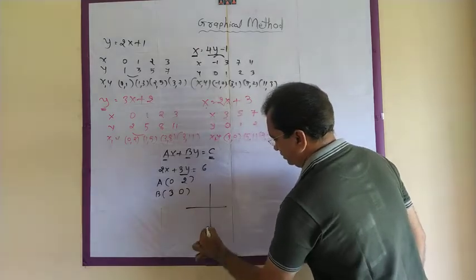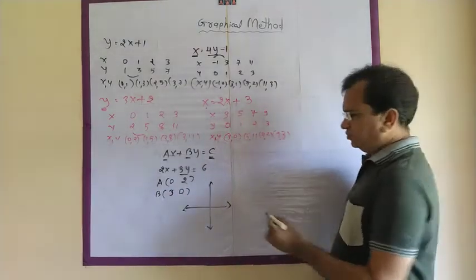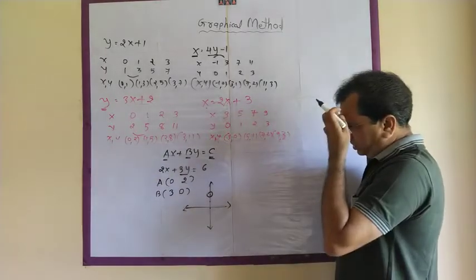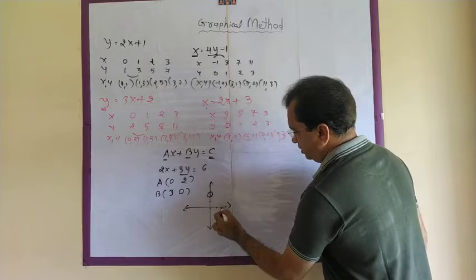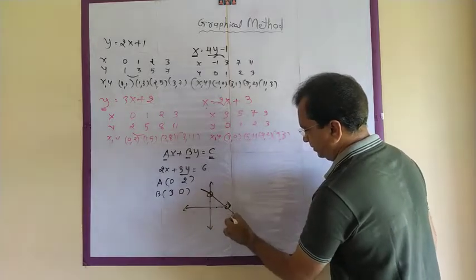So on a graph, where is 0, 2? 0, 1, 2. 3, 0. Where is 3, 0? 1, 2, 3. This is 3, 0. Now join the line.